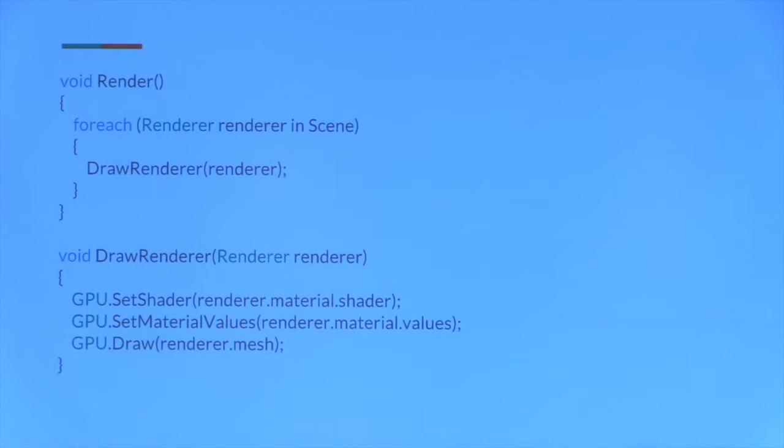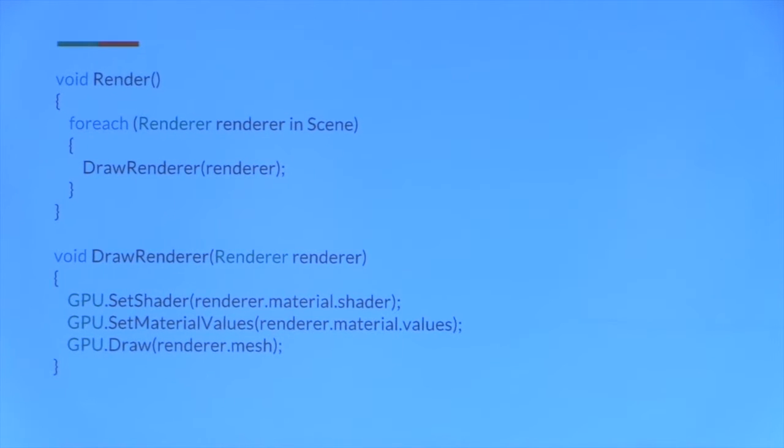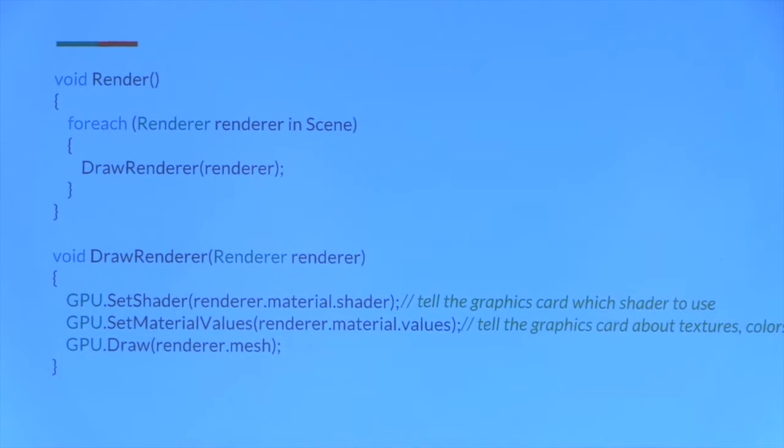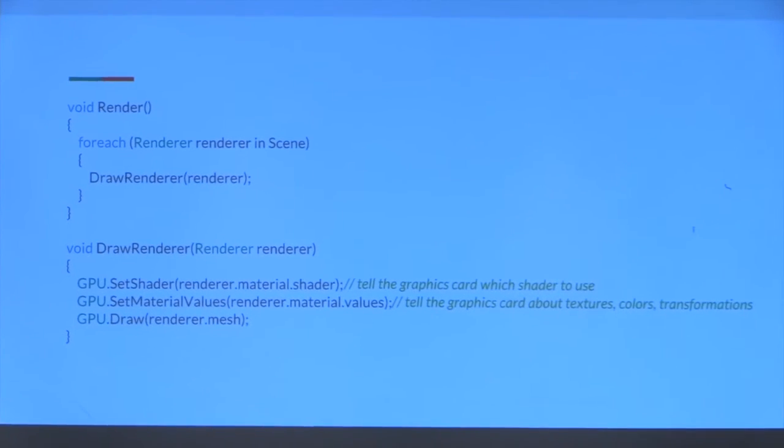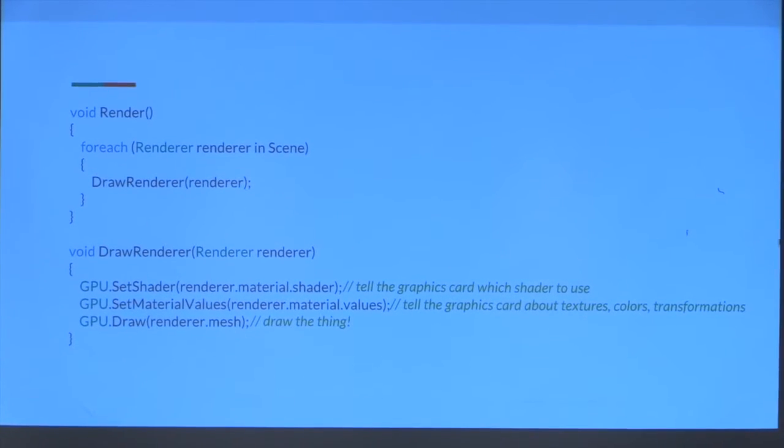So as an example of a render function, we might do something like this. We might say, okay, for every renderer in our scene, we want to draw that renderer. And what do we mean by draw that renderer? Well, we want to be sending commands to our graphics card. We want to be saying, okay, graphics card, set the shader, set the technique with which we wish to draw this object. Then we'll say, set these extra material values. Those might be things like textures or colors or transformations, all kinds of things we might be setting on our GPU. And finally, we want to draw. We've got to draw the thing.